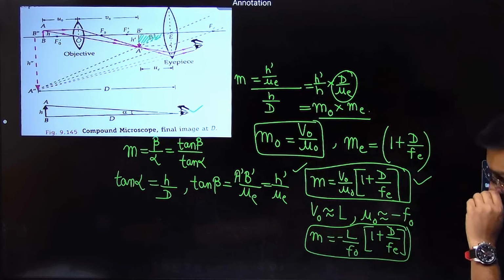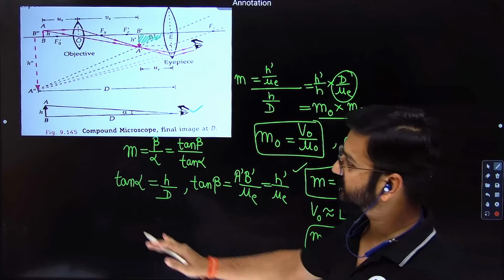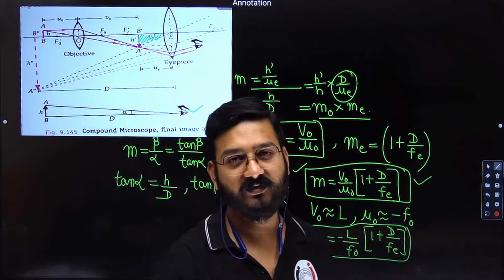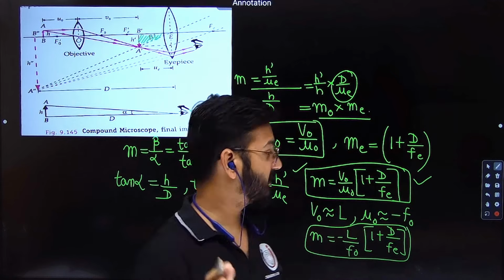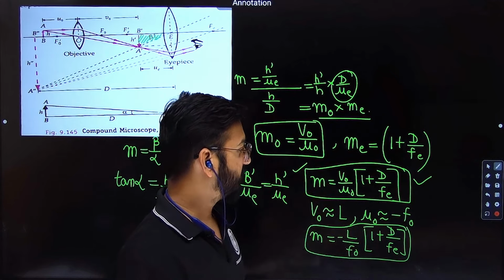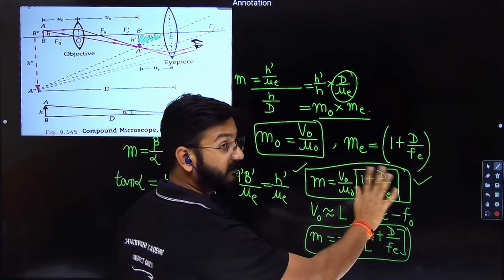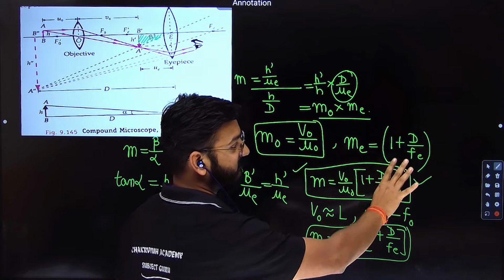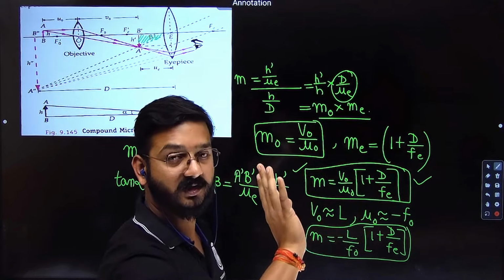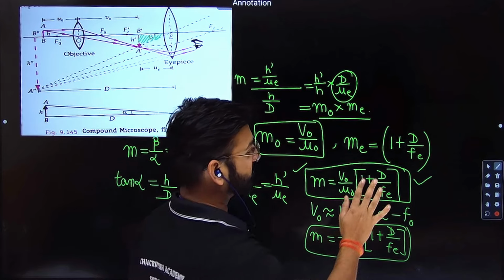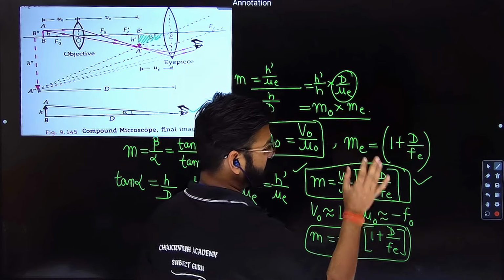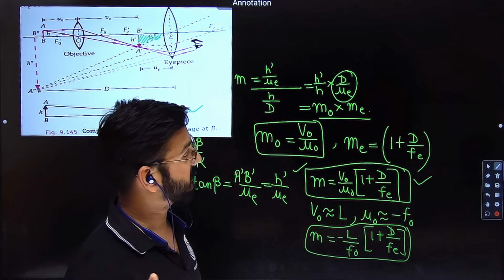Now, a small modification: if the image is not formed at D, but is formed at infinity, then what will happen? Again, same thing. If the image is formed at infinity, you will remove this one. Simple. The magnifying power of the eyepiece will be D by fe. So no need to worry. For infinity, just remove this one from the magnifying power of the eyepiece, and that will be your final answer.